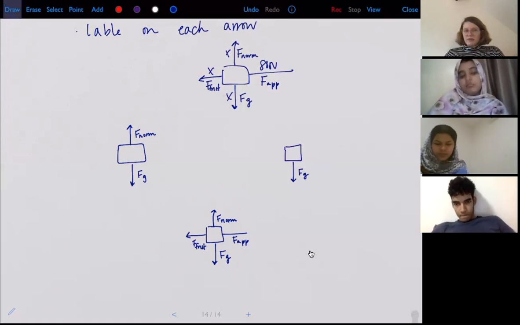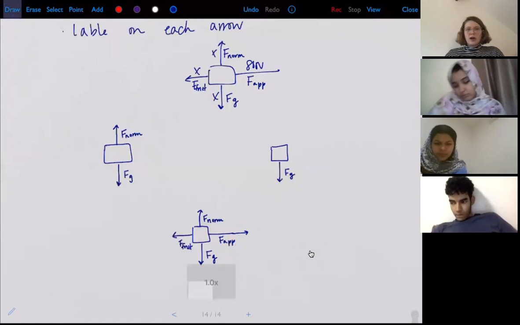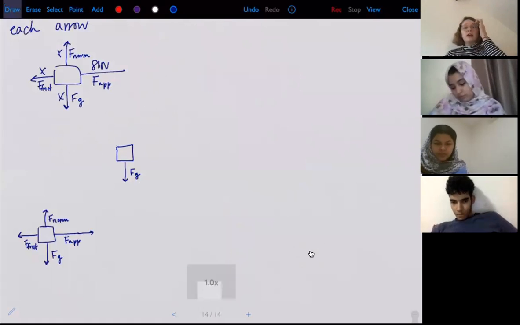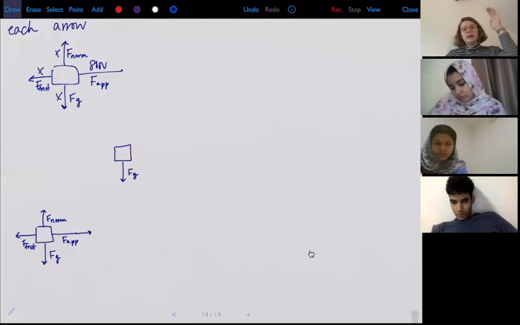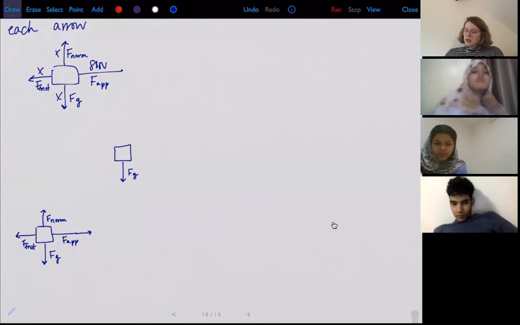Okay. All right, we have two more and then we're done. We have a football moving upwards towards its peak after being kicked by the punter, and air resistance is negligible and can be ignored. So here's my football. What are the forces acting upon it?